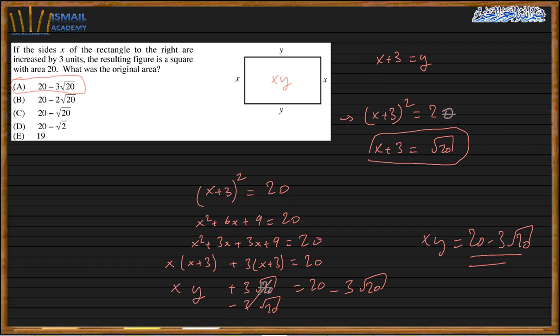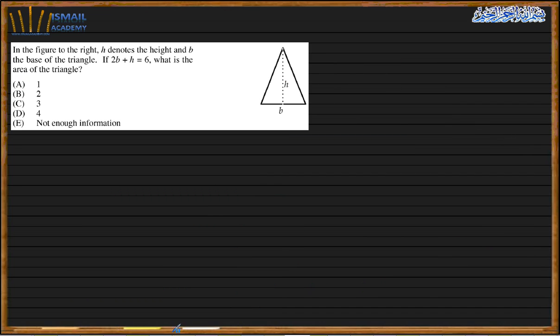Next question. In the figure to the right, h denotes the height and b the base. Okay, so we have 2b plus h equal 6. So what is the area of a triangle? We know that the area of the triangle is half base times height. So with this information, can I get the area? Alright, let me show you something. I will multiply the whole statement by half b.